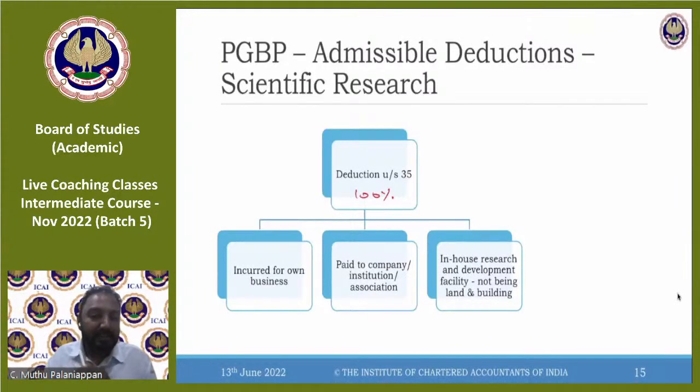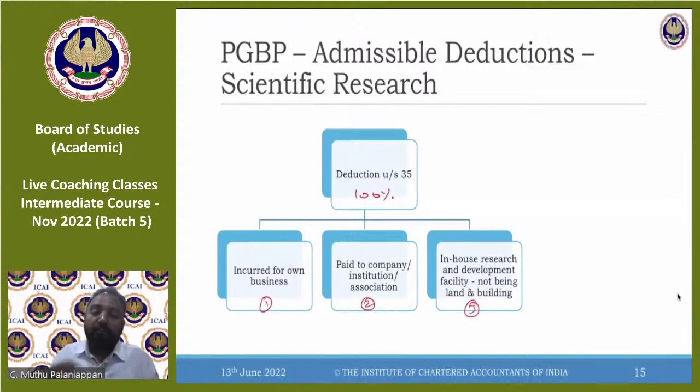That is also eligible as scientific research deduction. The third category. So we said 1, 2, and the third category. The third category is that I am doing an in-house research and development facility, provided that the expenditure is not related to land and building. So now these are 3 of the broad categories: incurred for own business, paid to a company, institution or association, and finally in-house research.